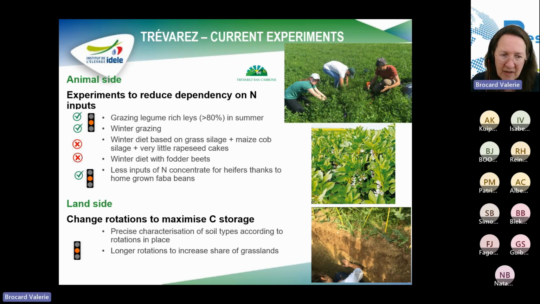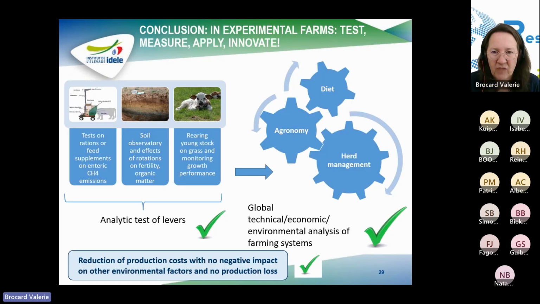And from the land point of view, we are making holes everywhere to have a precise characterization of the soil types according to the rotations that are in place and the changes we have implemented in the rotations, and in particular to estimate the impact on longer rotations, when we increase the share of grasslands, on the carbon storage in different layers of the ground. This is part of several national and European projects.